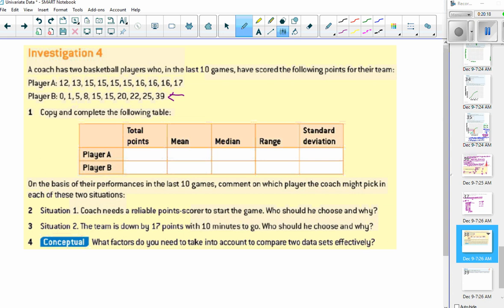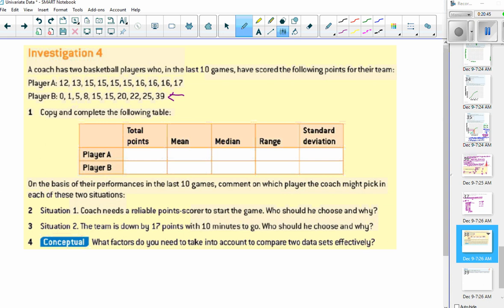Player A scored 12 points, 13, 15, etc. Player B had 1 game where he scored 0 points, a couple games where he scored 15, 1 game where he scored 39 points. So I need you to fill in this table. Based on the performances from those last 10 games, I then want you to analyze who the coach should pick if he wants a reliable point scorer to start the game. Who should he choose and why?